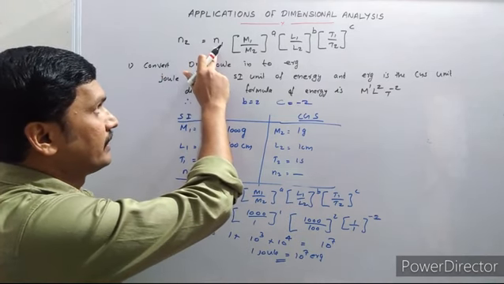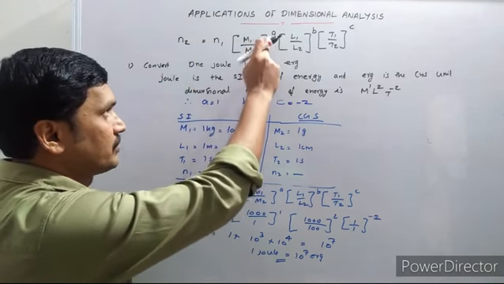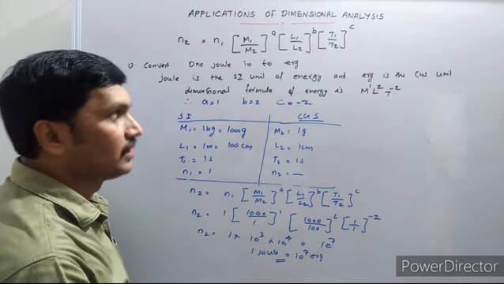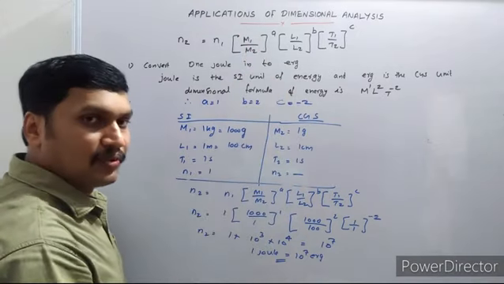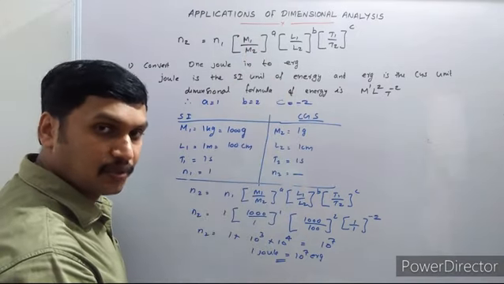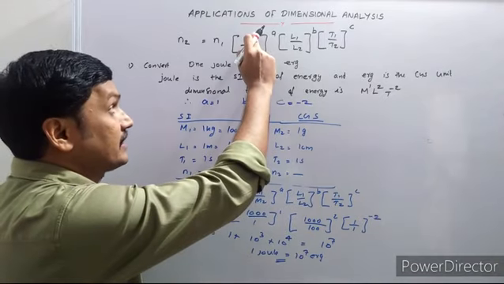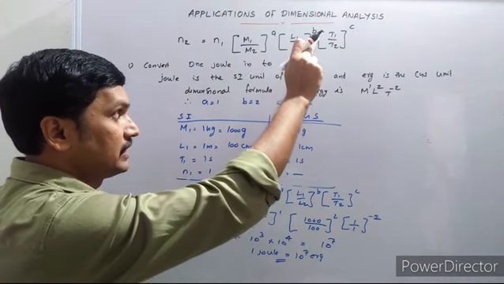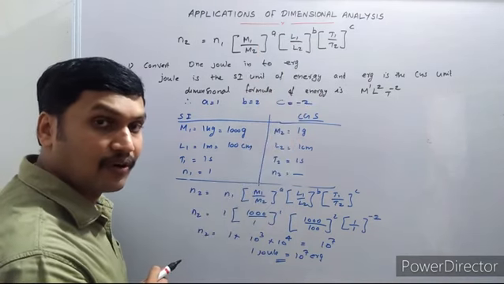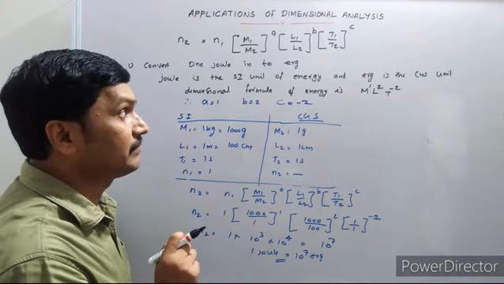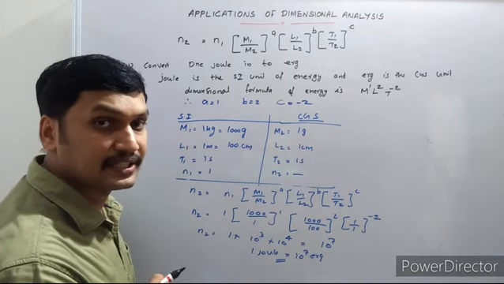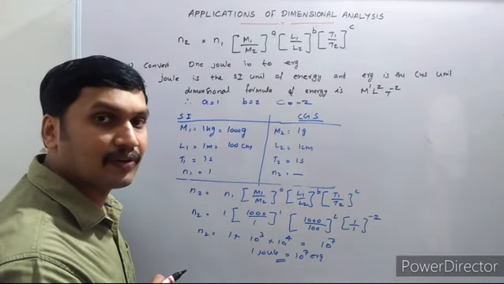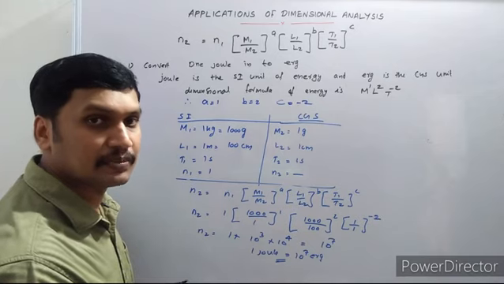N2 is equal to N1 into (M1 by M2) raised to A, (L1 by L2) raised to B, (T1 by T2) raised to C. M1 and M2 are the sizes of units of mass in the SI system and CGS system respectively. Similarly, L1 and L2, T1 and T2 are the sizes of length and time in the SI system and CGS system. What are A, B and C? A, B and C are the powers of mass, length and time respectively.